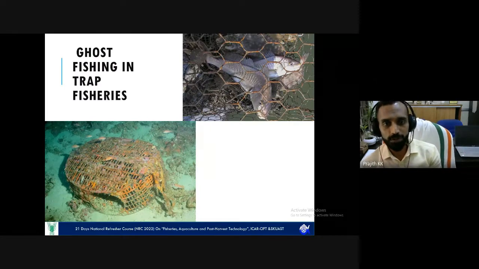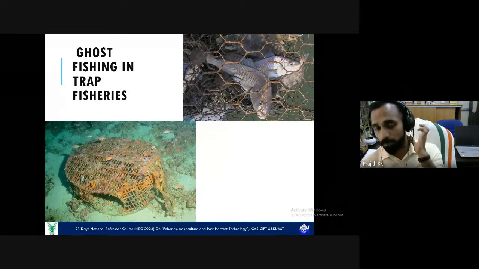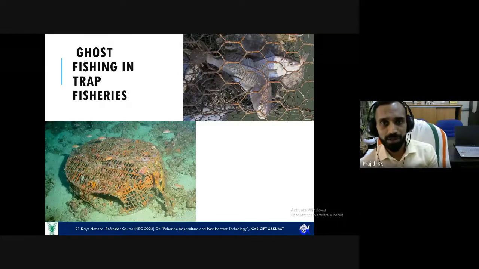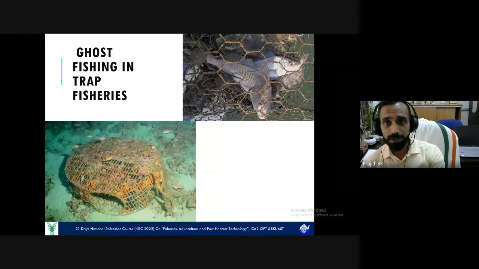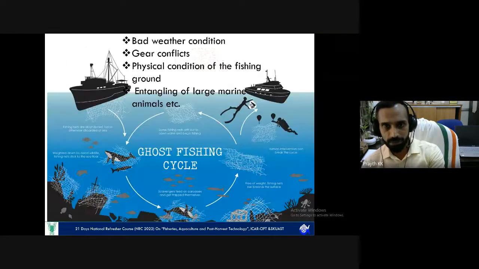So ghost fishing, you may have heard about the term ghost fishing. Simply, if you discard or lose the fishing gear in a location, it will continuously start to catch fish. So that leads to the destruction of our biota or stock. It is not visible. Simply, it is happening underwater. That's why it is called a ghost. As a ghost is not visible, the process is just like a ghost. Fishing is continuing. That's why it is called ghost fishing.